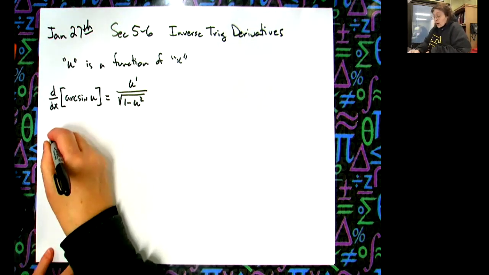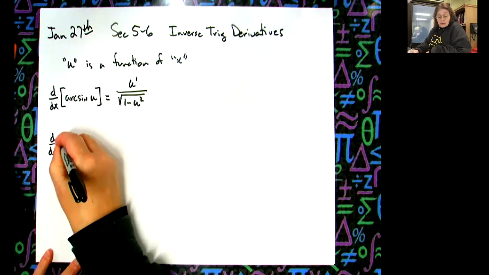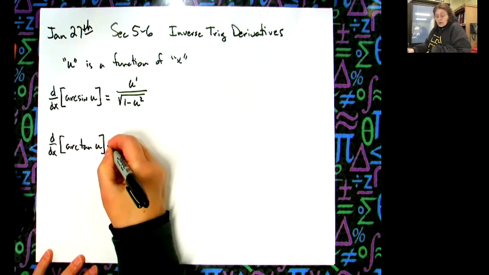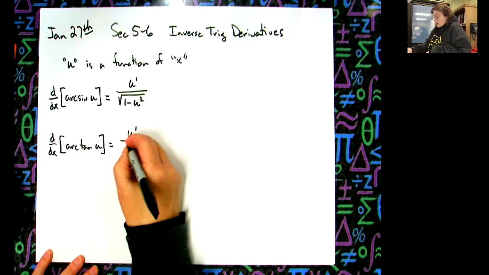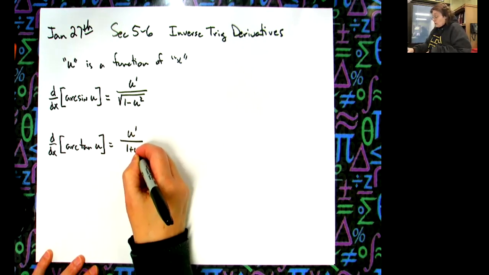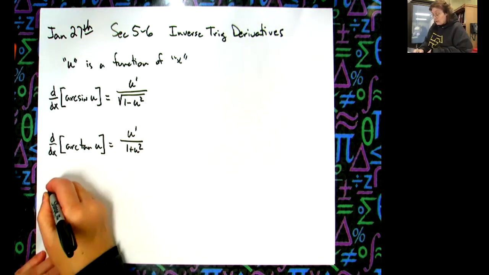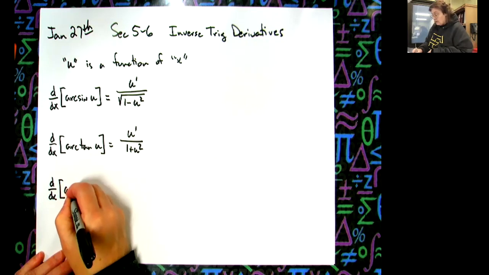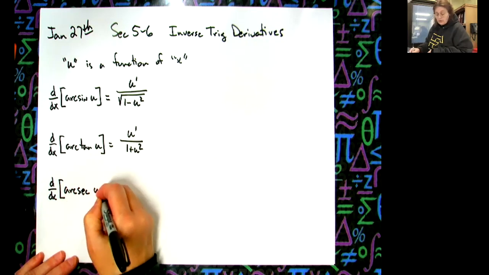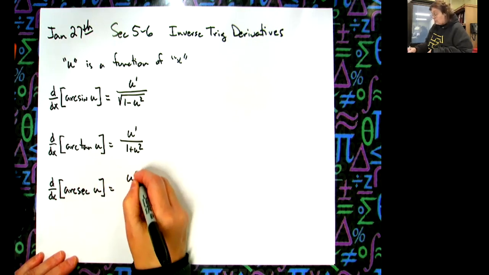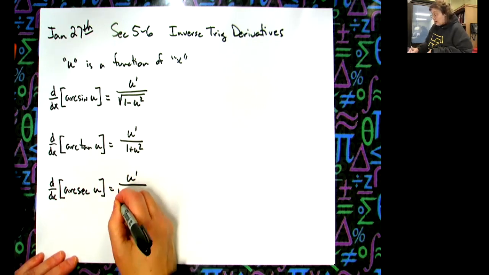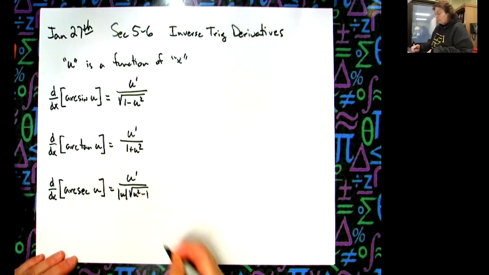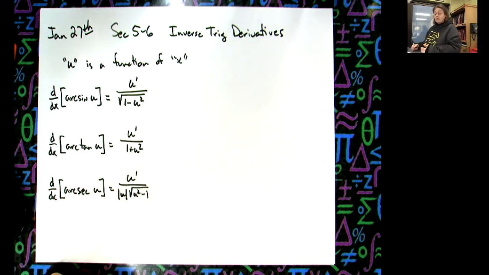Then we have the d/dx of the inverse tangent of u, and it is u prime over 1 plus u squared. And then d/dx of the inverse secant of u, and that is u prime all over the absolute value of u, and then square root of u squared minus 1.